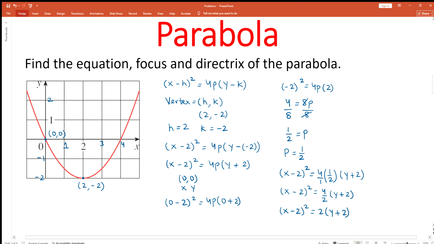Next, we can find the focus of this parabola. This parabola opens in the upward direction. The setup for focus of a parabola that opens in the upward or downward direction is (h, k + p). We can sub in the values.